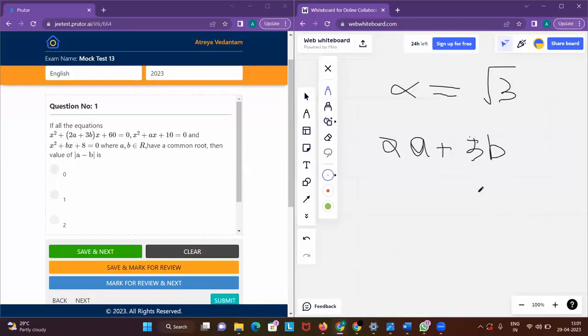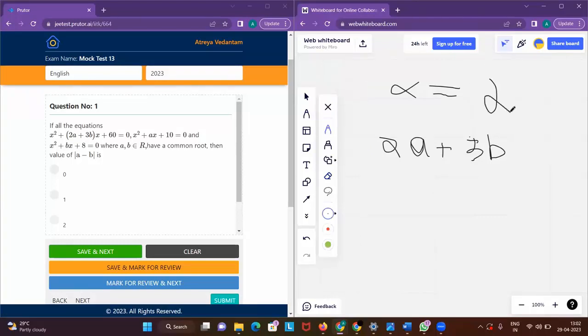Oh wait, sorry, one second. I have made a mistake. The mistake I made is that 4 alpha squared plus 44 minus 60 is 0, which means 4 alpha squared is equal to 16, which means alpha squared equals 4, which means alpha is not root 3, it's plus or minus 2. So I'll erase that part. So alpha is 2.